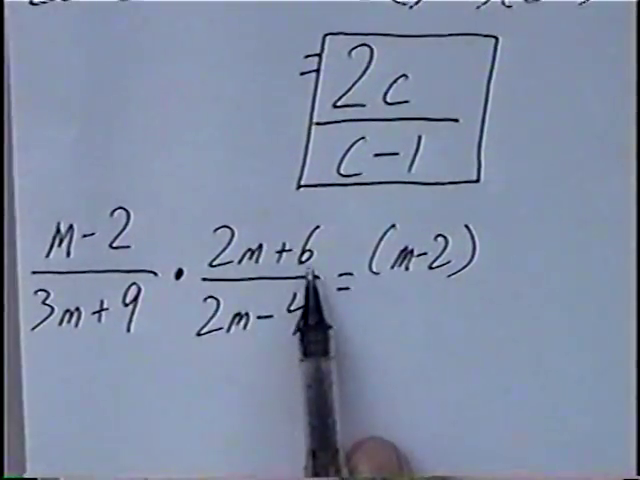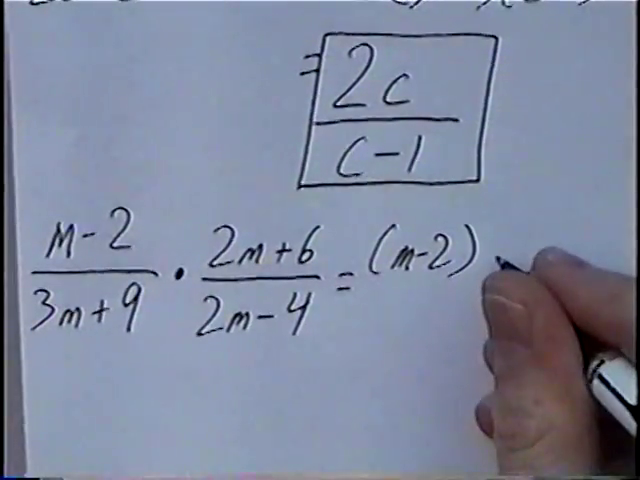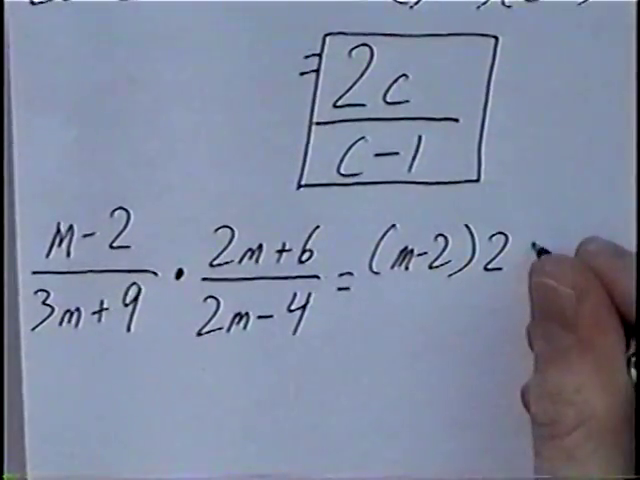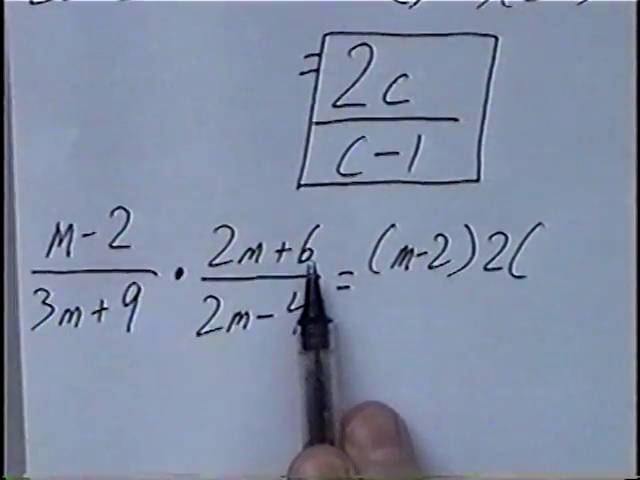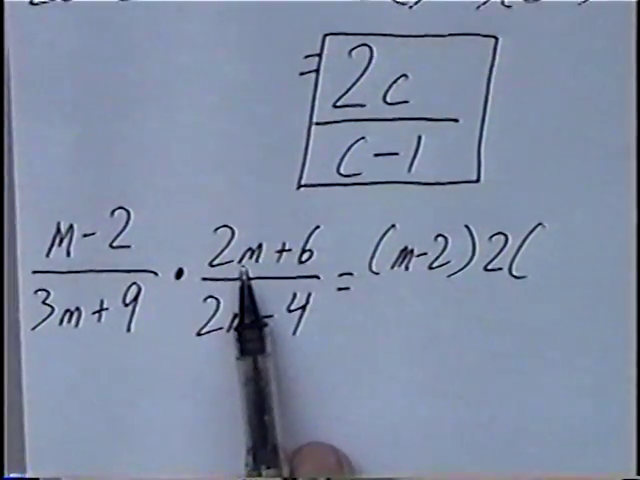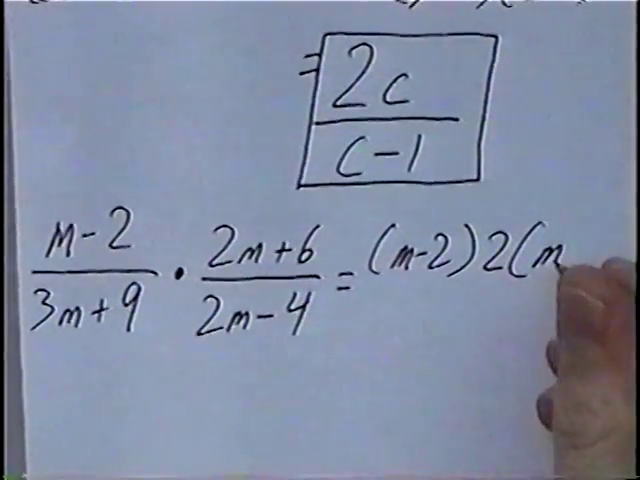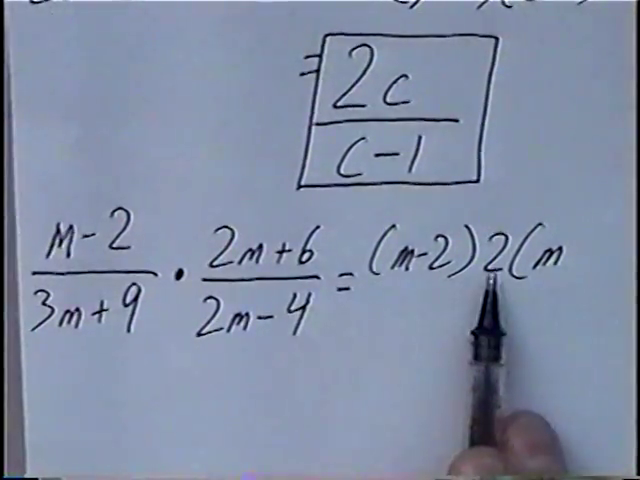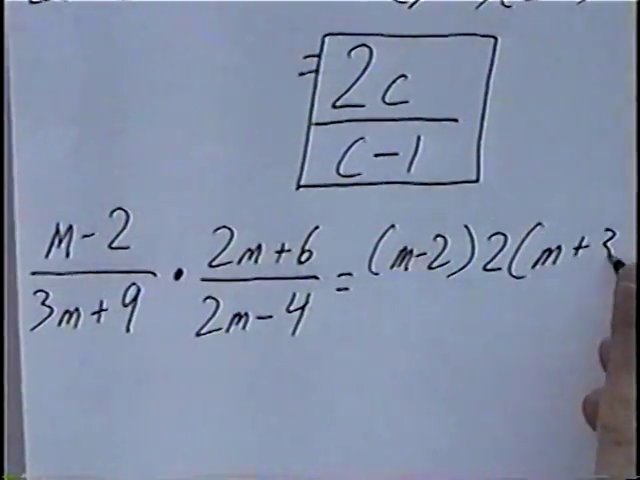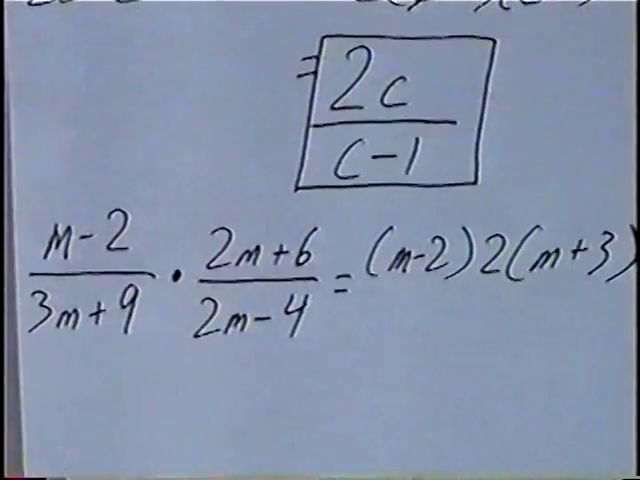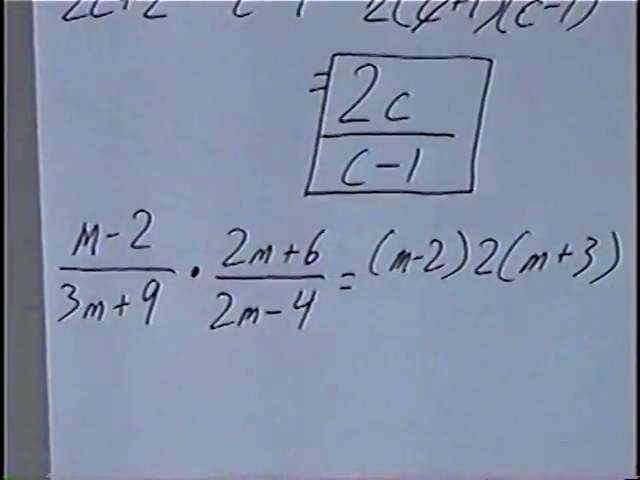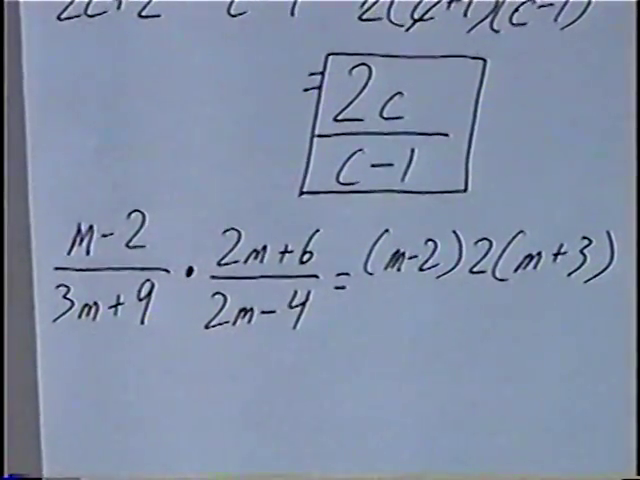Finding a number that divides into 2 and 6, that number would be 2. And dividing each term by 2, 2m divided by 2 will be left with an m, and 6 divided by 2 will be left with 3. So 2m plus 6 factors to 2 times m plus 3.